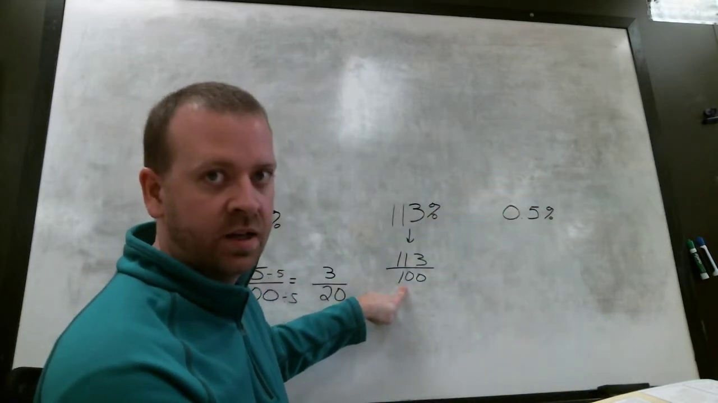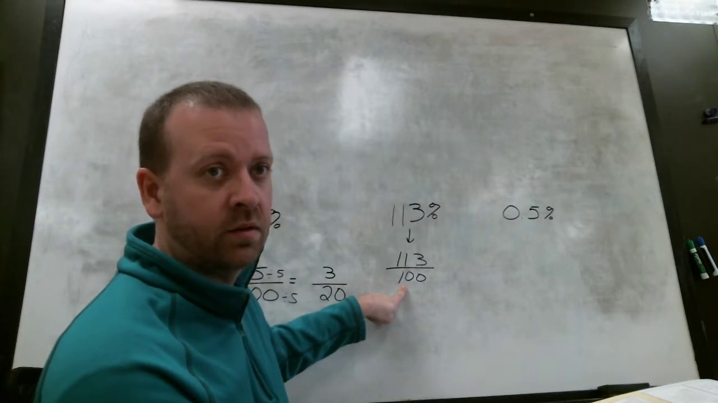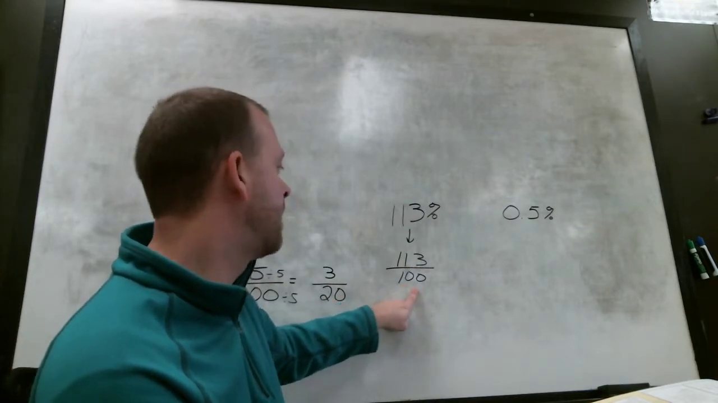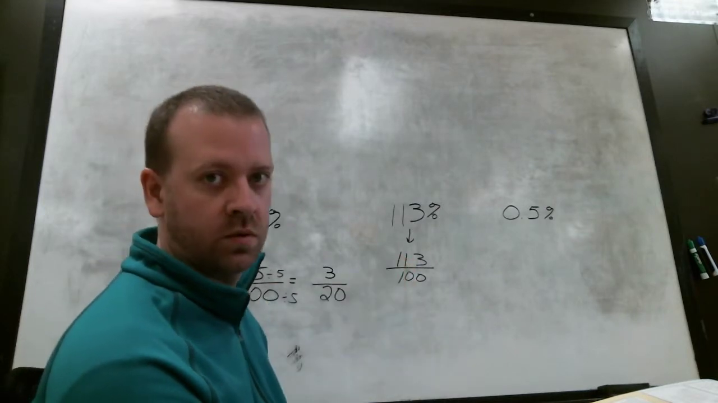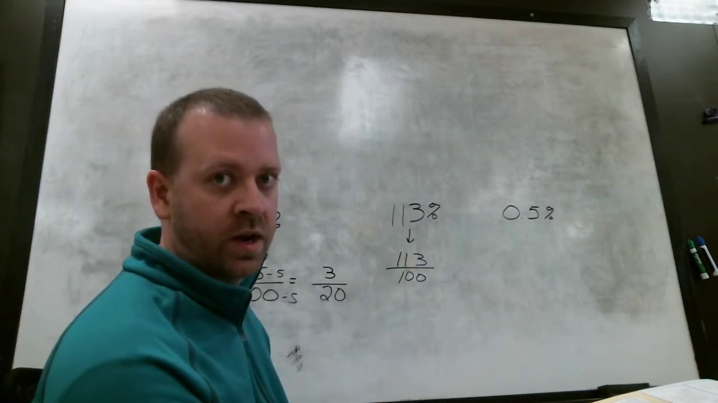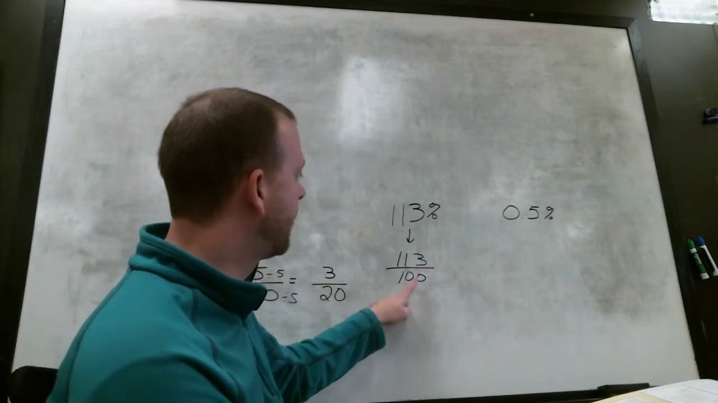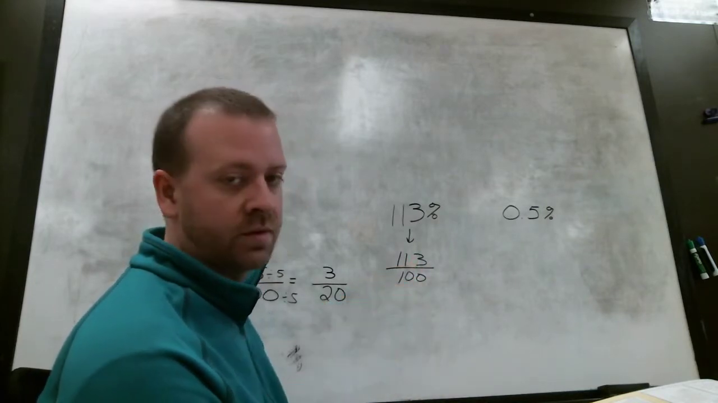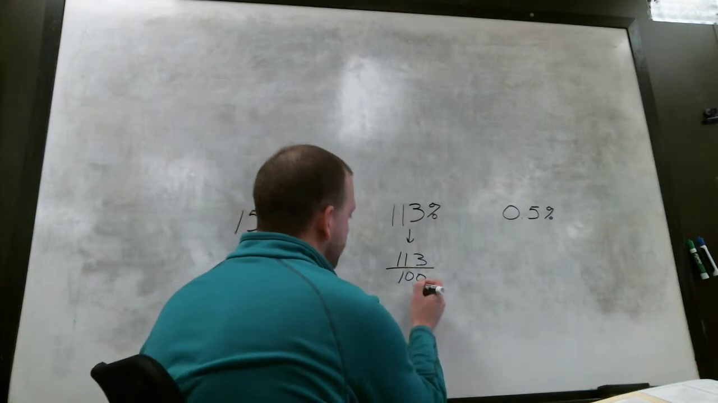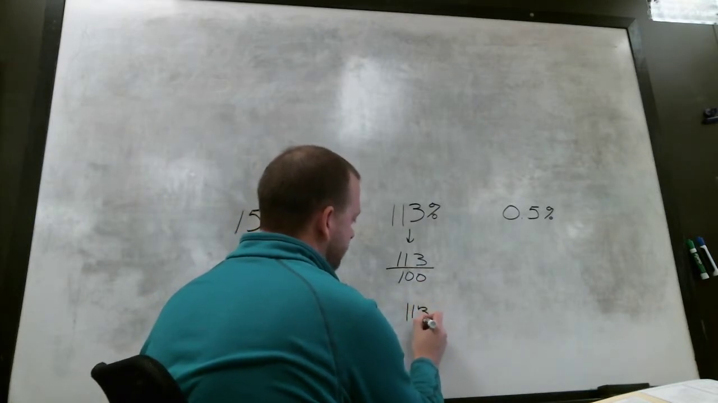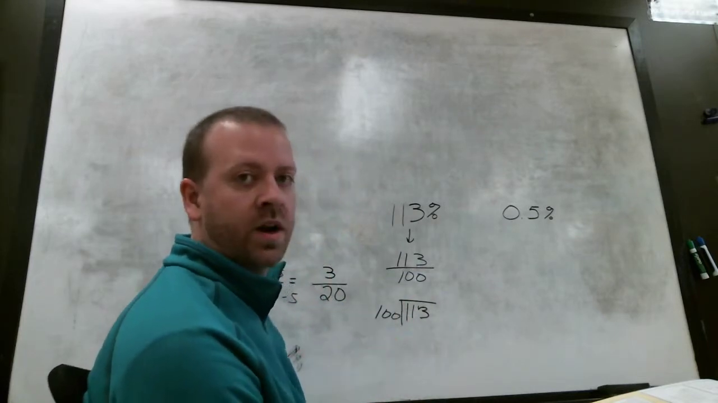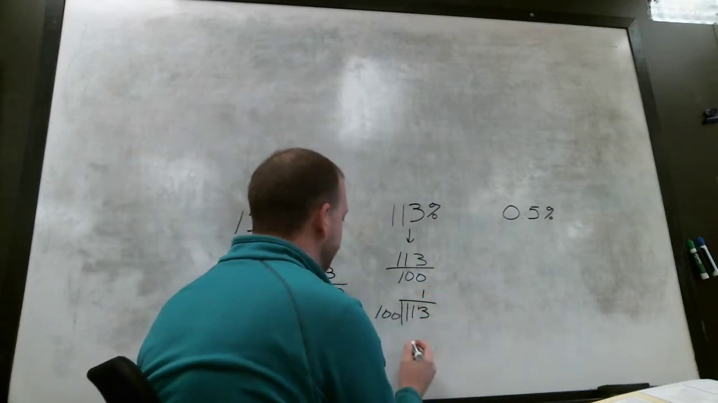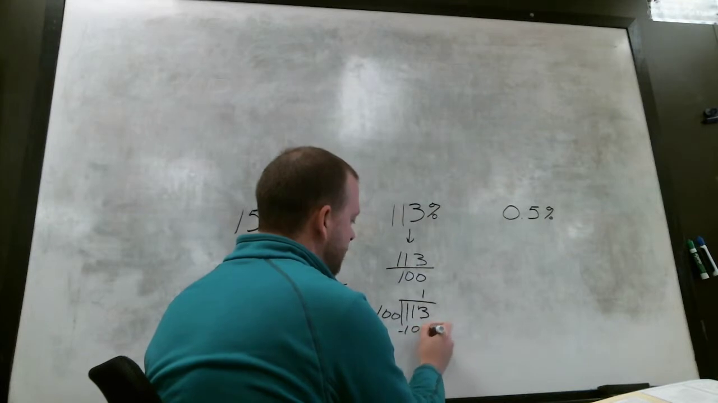Another way we can think about it is the way that we dealt with improper fractions. We took the denominator, and we saw how many times the denominator can go into the numerator. So basically, you're dividing this by 100. Okay? So I take 113, divide it by 100. How many times will 100 go into 113? One time. I do my subtraction.